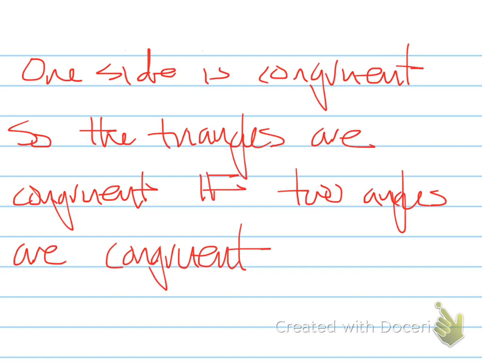So one side is congruent, so the triangles are congruent if two angles are congruent. So we would be able to use either angle side angle, or we could use angle angle side. So if we have two congruent angles in the triangle, then we would be able to conclude that the two triangles are congruent.